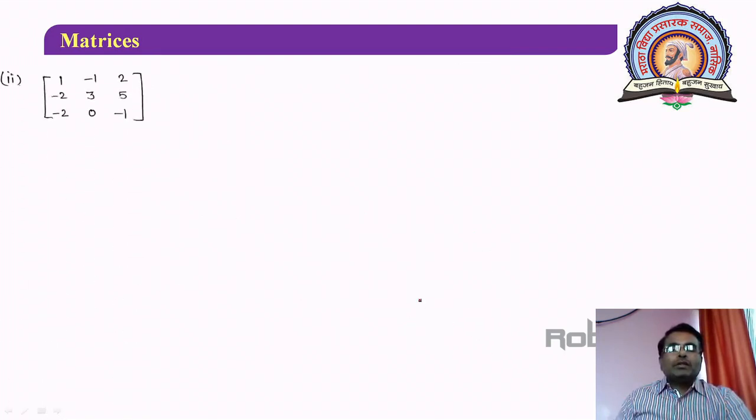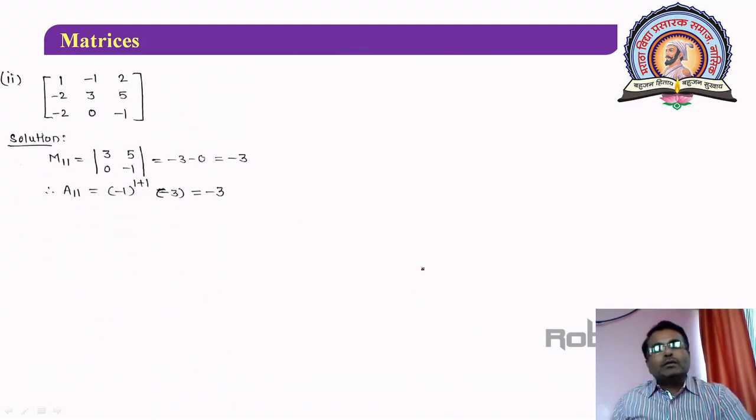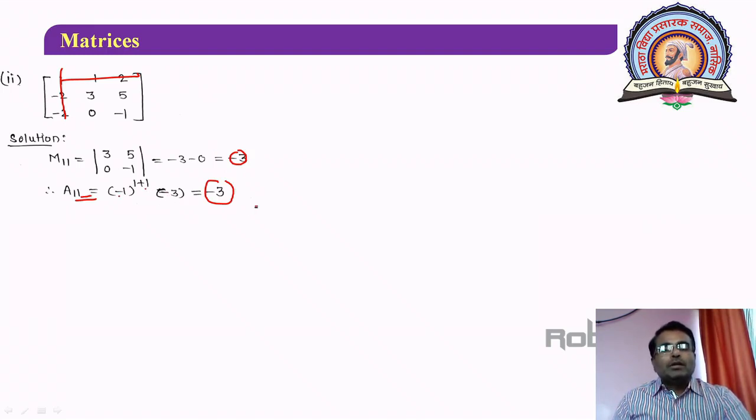Next example is 3 by 3 and you want to find the cofactors. Now again, for obtaining the minor of this element, what to do? You have to delete the first row and first column. So 3, 5, 0, minus 1, that will give you minus 3 as a minor, and therefore as 1, 1 is there, so even, minus 1 raised to even, it remains minus 3 as it is. Similarly, you can consider the next elements.